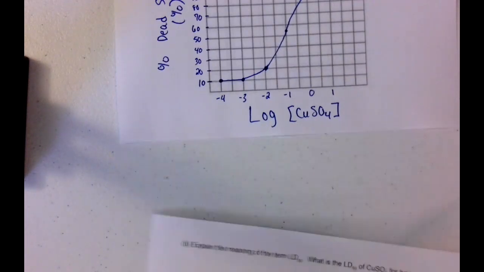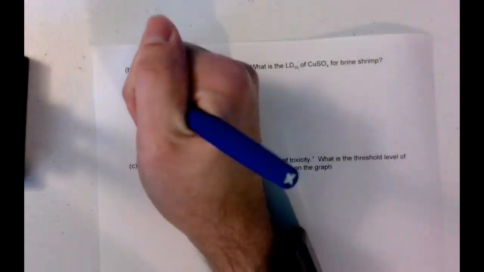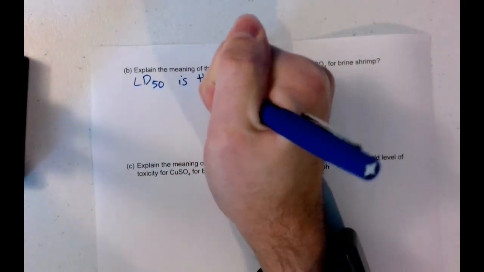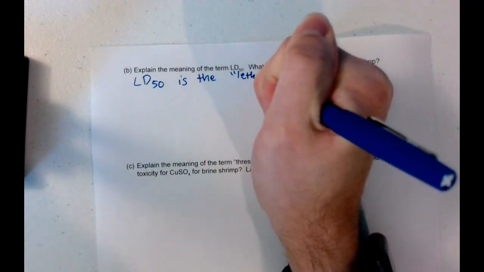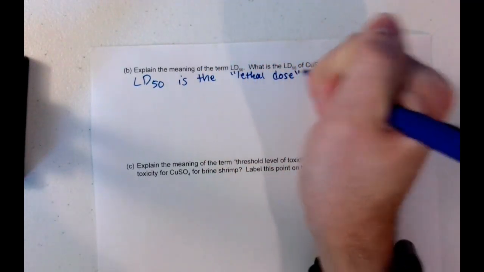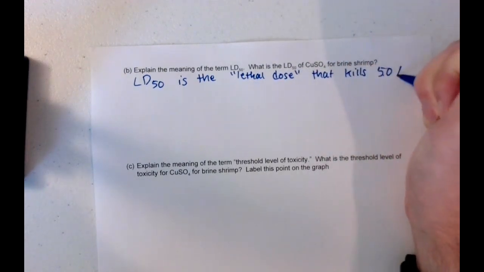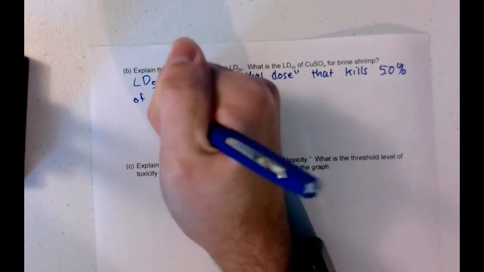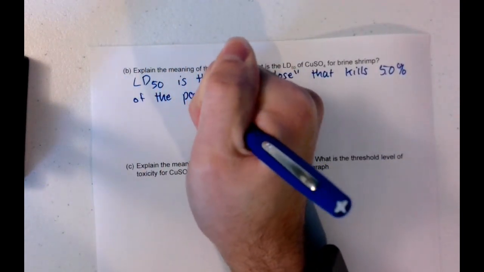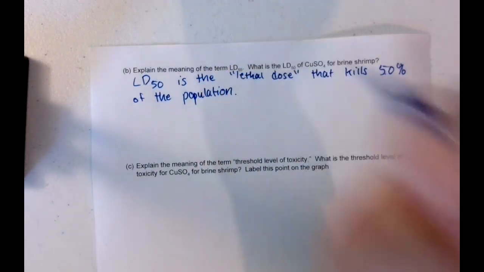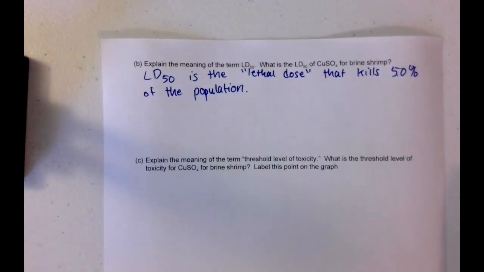So the meaning of the term LD50. Let me move this out of the way here. We'll need it in a second. LD50 is the lethal dose that kills 50% of the population. Okay? And that's really all you have to say here. It just wants you to say that it's the dose that kills 50% of the population.